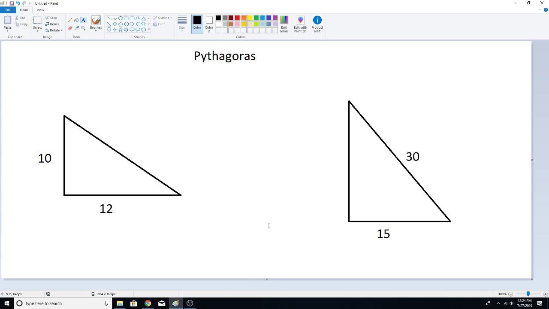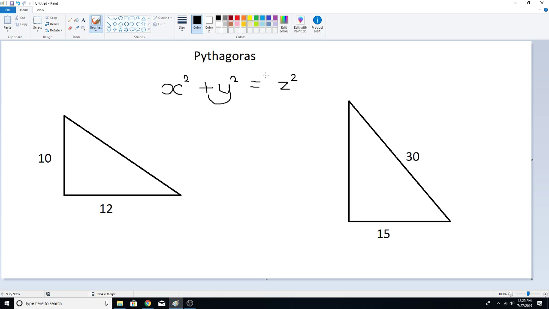So Pythagoras, first of all, as a general formula: x squared plus y squared equals z squared. Now x and y are the shortest sides of a right angle triangle. So for example, with this triangle, x and y can be 10 and 12, or 12 and 10, since it doesn't matter which one is x and y in this case.